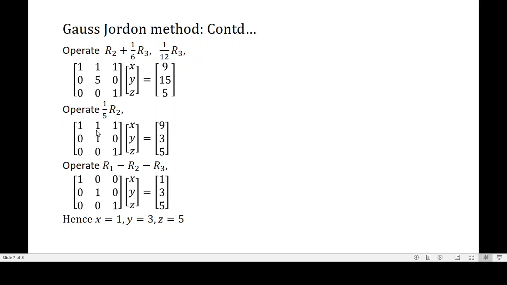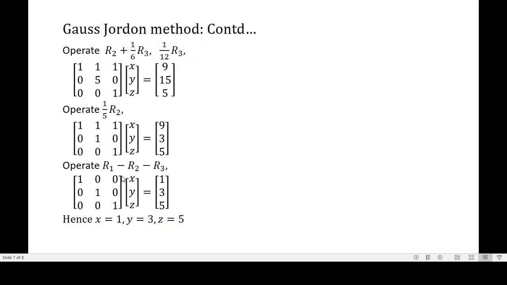Now observe, there are two elements which are not equal to 0. Except the diagonal elements, only the elements need to be made 0. Therefore, the next row operation is R1 minus R2 minus R3. If we perform R1 minus R2 minus R3, we get 1 minus 0 which is equal to 1. Again we get 1 minus 0 minus 1 that is also equal to 0. And this element is 9 minus 3 minus 5 which is equal to 1.